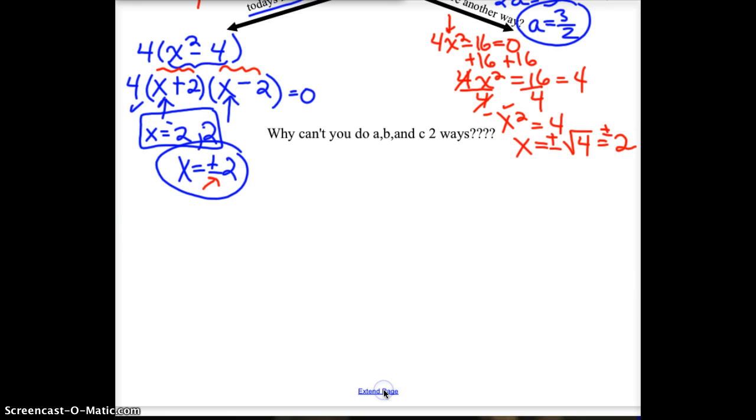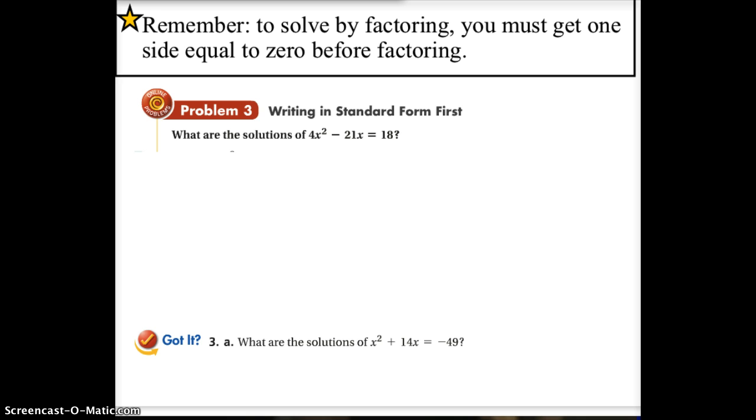Second of all, sometimes we miss a solution. So the final question is, why can't I do A, B, and C two ways? And by A, B, and C, I mean the questions up above here. The answer is because there is what we call a b term, or there's a bx there. And so we can't attack that x squared by using pure algebra. So on the next page, let's go take a look here.